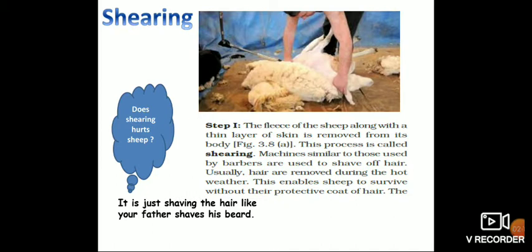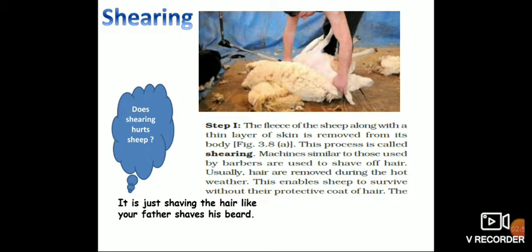Machines similar to those used by barbers are used to shave off hair. Usually hair is removed during the hot weather. This enables sheep to survive without their protective coat of hair. Okay, so I already told you, children, sheep have a thick coat of hair. Why? Because it traps air to keep their body warm. So if we remove the hairy skin, can it manage? No. So they do the shearing process in the summer time. Okay, hot weather.